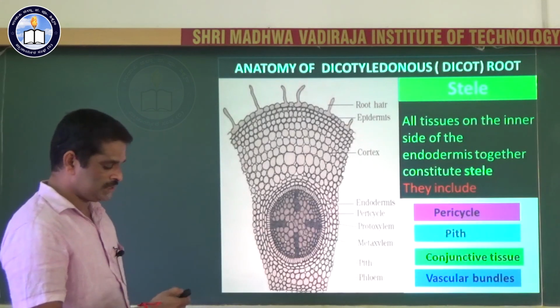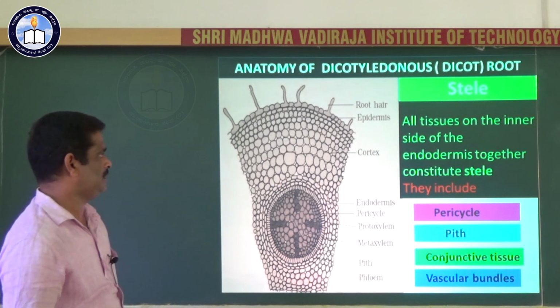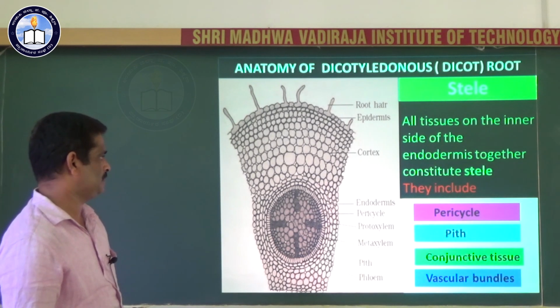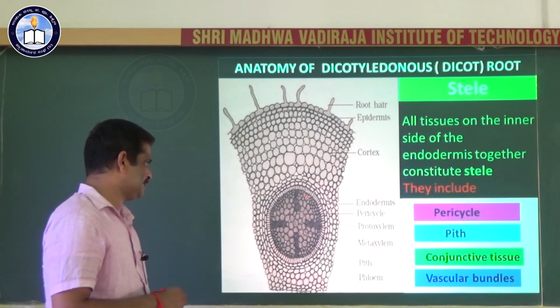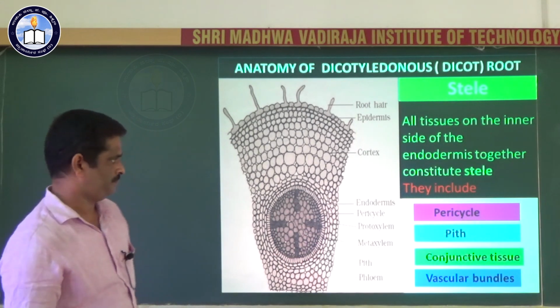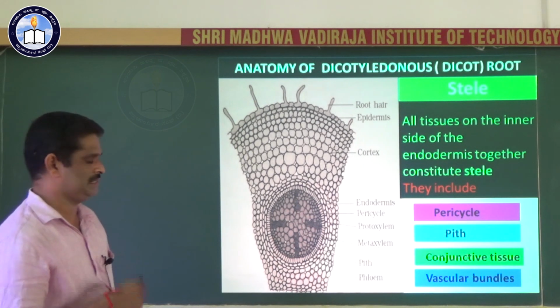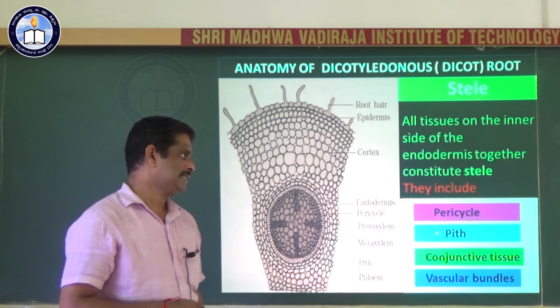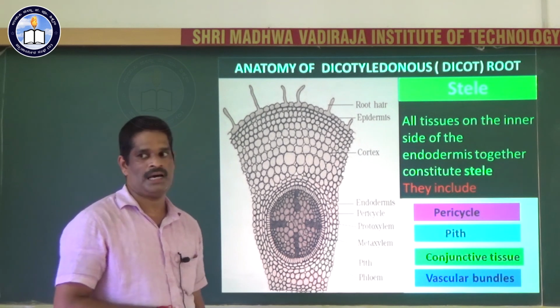Next is the innermost part of the plant, that is the stele. What is in the stele? All the tissues on the inner side of the endodermis constitute the stele. Whatever tissues are present inside the endodermis, that is what we refer to as the stele. The stele contains the pericycle, the pith, conjunctive tissues and the vascular bundles.